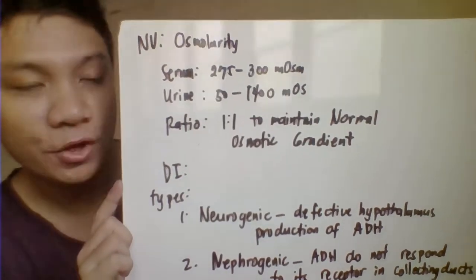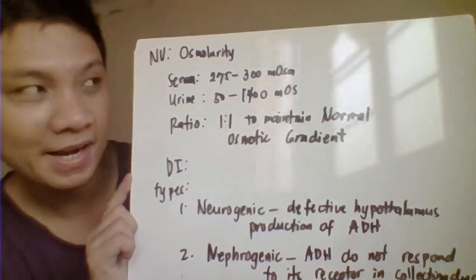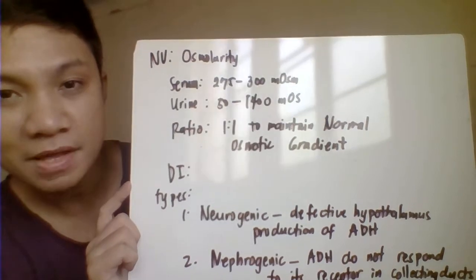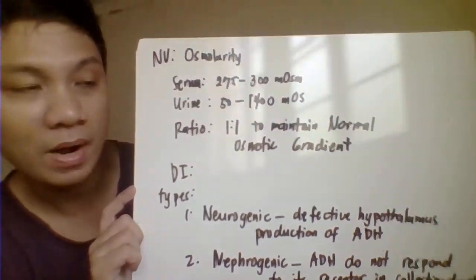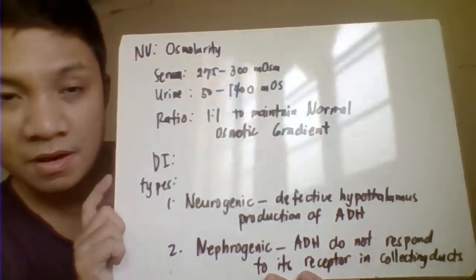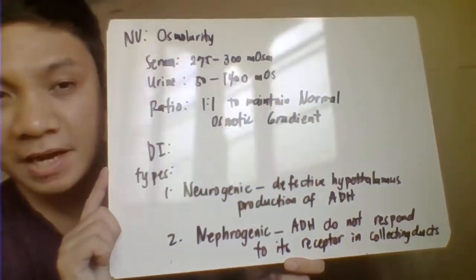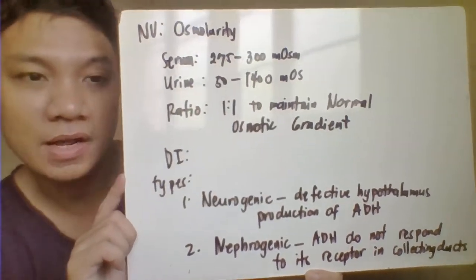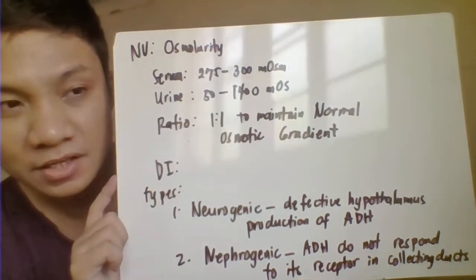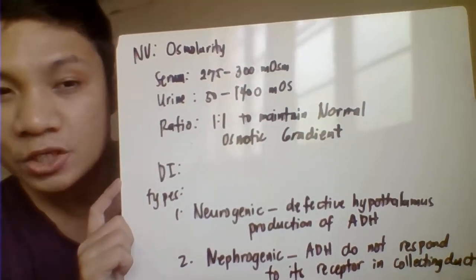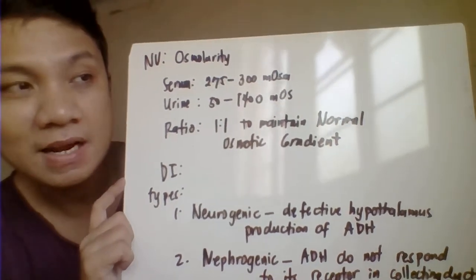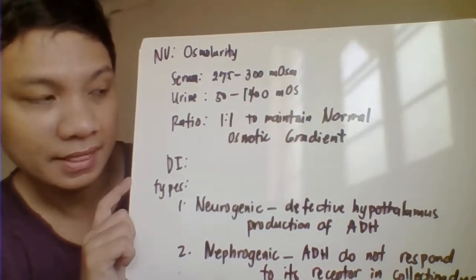Okay, then we have the normal values for your osmolarity. For the serum, that's 275 to 300 milliosmol. For the urine, that's 50 to 1,400 milliosmol. But usually, this becomes diagnostic if you take it as the ratio of your serum to urine osmolarity. And the ratio should be 1:1 to maintain the osmotic gradient.